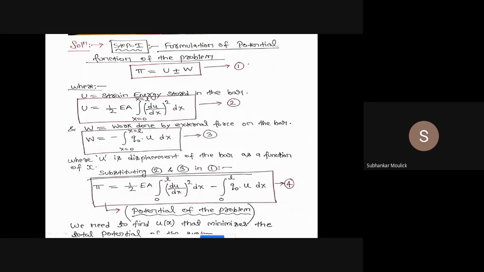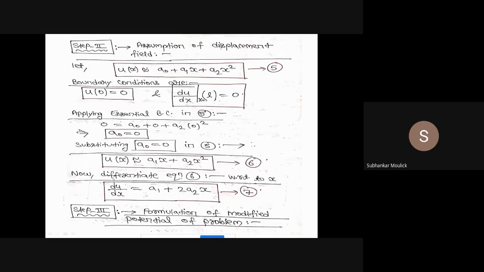Once the potential of the problem is formulated, you have to assume the displacement field. The displacement field can be a polynomial function or a trigonometric function, but in the case of a beam it will be a trigonometric function, because the beam bends and the bending pattern follows a sinusoidal or cosine curve. Fine. So in that case, I take the displacement field to be a trigonometric function. And you have to choose the displacement field in such a way that it always satisfies the essential boundary conditions of the problem.